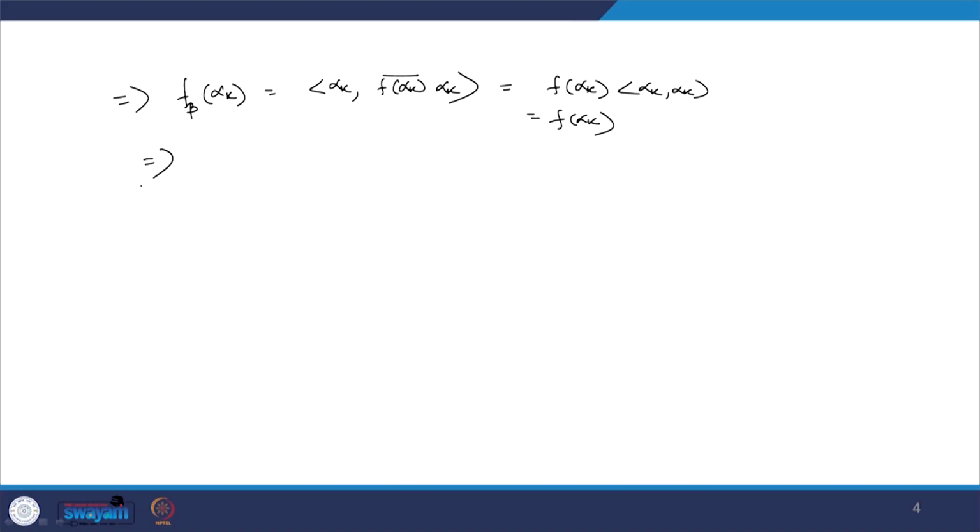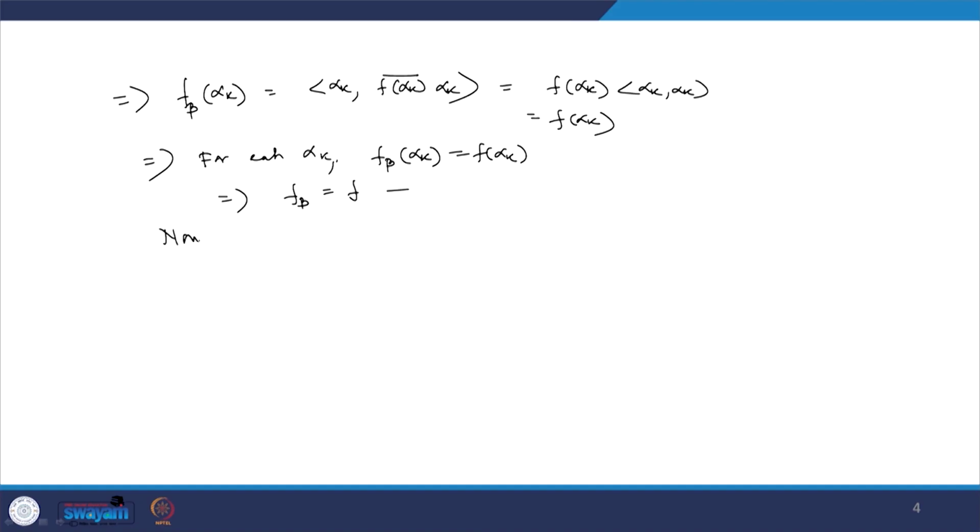So, this implies for each alpha k, a beta of alpha k equal to f of alpha k. So, this implies a beta equal to f. So, we see for a given linear functional f, there exists a vector beta in V such that f equals f beta. I mean to say f of alpha is equal to the inner product of alpha and beta.